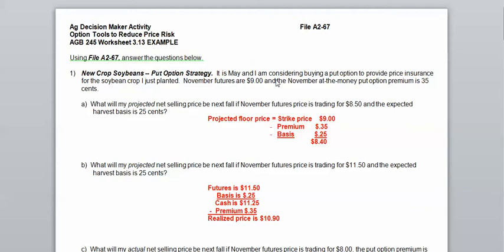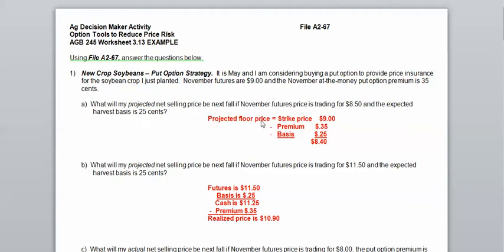It's May and I am considering buying a put option to provide price insurance for the soybean crop I just planted. November futures are $9 and the November at the money put option premium is 35 cents. Okay, what will my projected net selling price be next fall if November futures price is trading at 8.50 a bushel and the expected harvest basis is 25 cents?